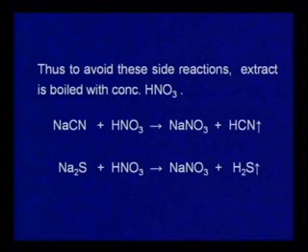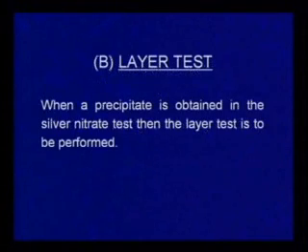So now when they are removed, you can easily perform the silver nitrate test. Now, if you get any precipitate in the silver nitrate test, whatever color, white, pale yellow or yellow, then you have to perform the layer test. And the reason for this is that the layer test is a confirmatory test.